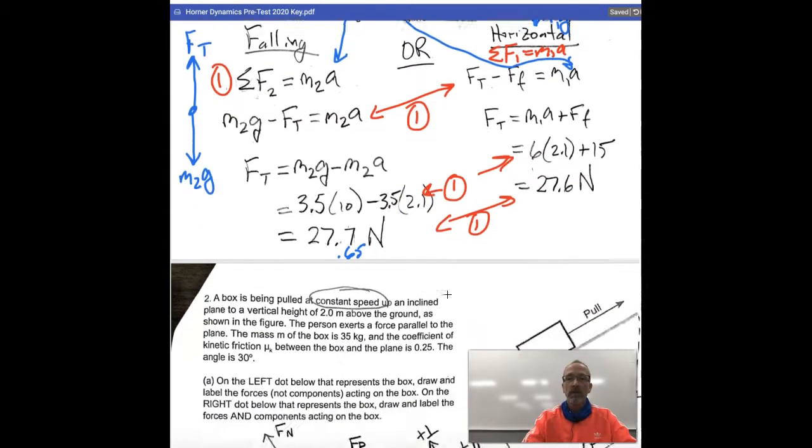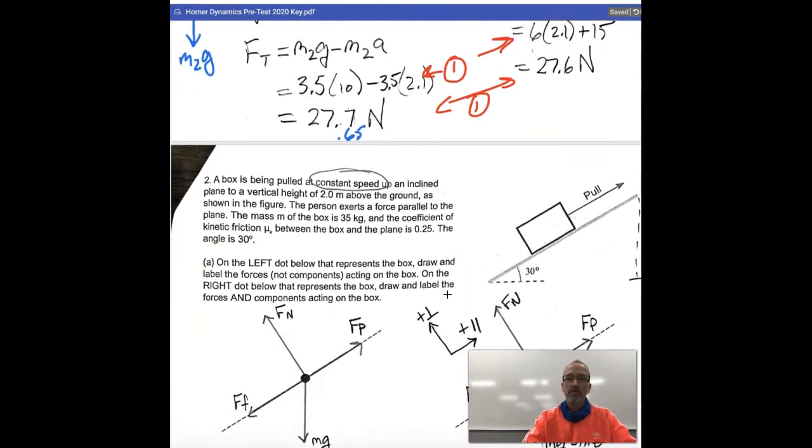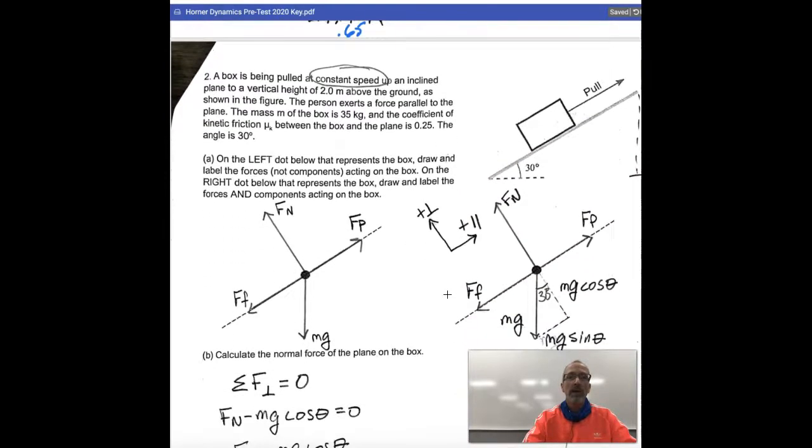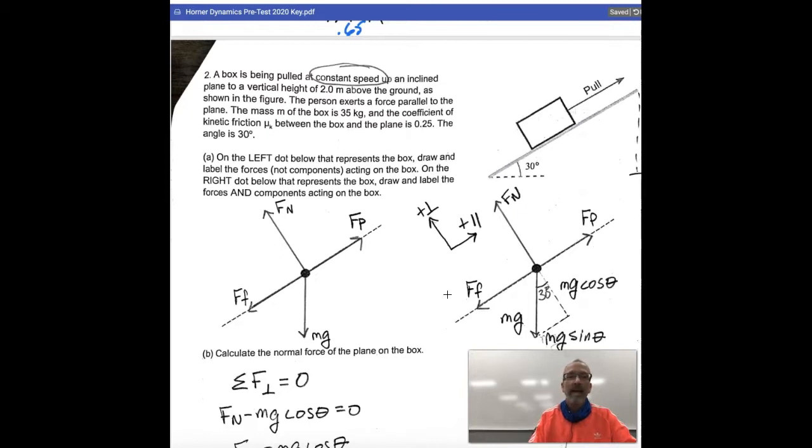Let's go ahead and take a look at number 2. So for number 2, we have a box. It's being pulled at a constant speed up an incline. Notice that this is an incline, which means we are going to absolutely positively need to make sure that we do components for this one. Okay? They tell us that there's a pull here. We also see that there is a mu k, so there's our kinetic friction again, and we do know the angle is 30. The other thing they tell us is that the distance from here to here is 2 meters. We'll see if we even need that.